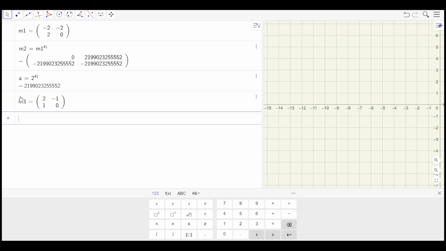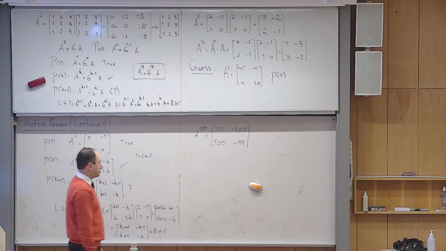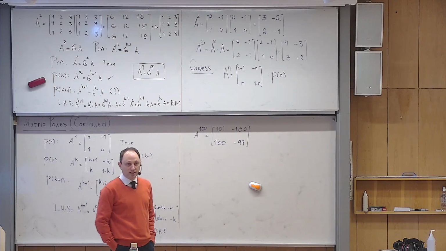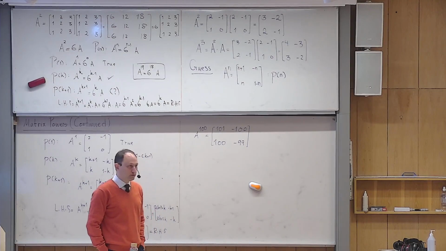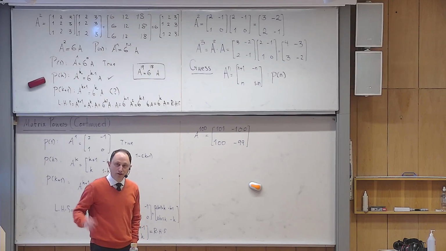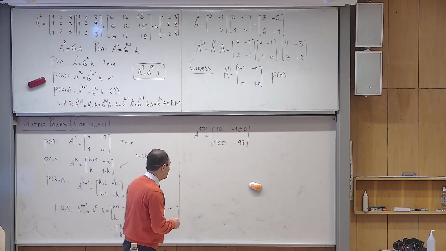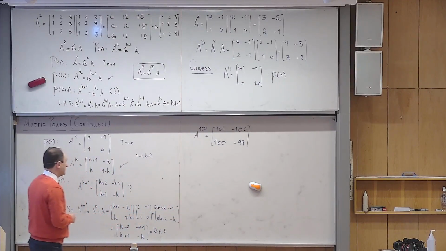So now I want to raise M3 to power 100 and see what happens. So it's 101, minus 100, 100, minus 99. That's correct. Of course, for computers it doesn't matter. They can calculate these things very fast. And that is, by the way, one of the reasons that linear algebra is extremely powerful, because the machines understand this language very well. If you can reduce the problem you are solving and write it in terms of matrices, that is a good starting point to solve problems using computers.